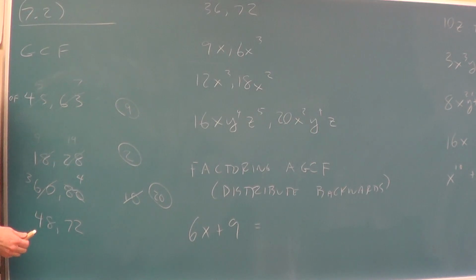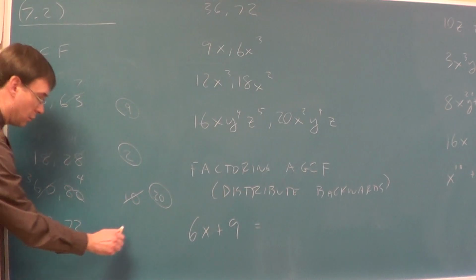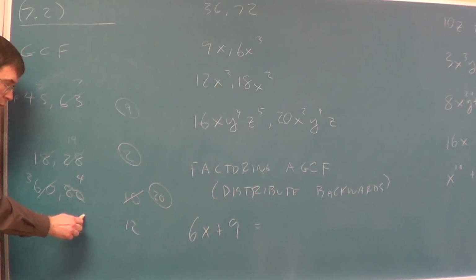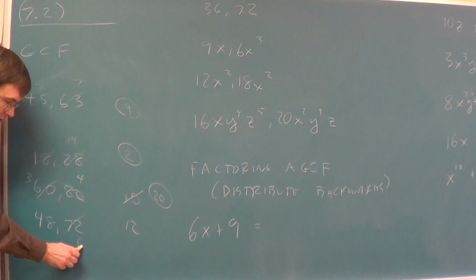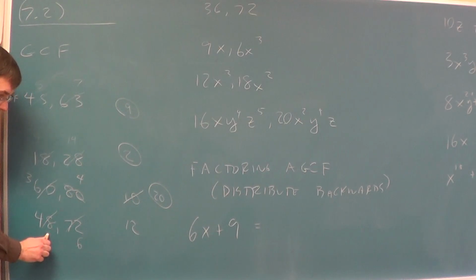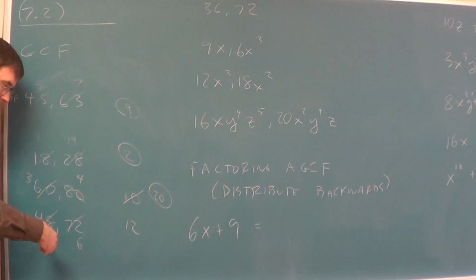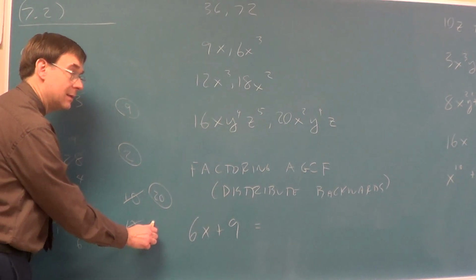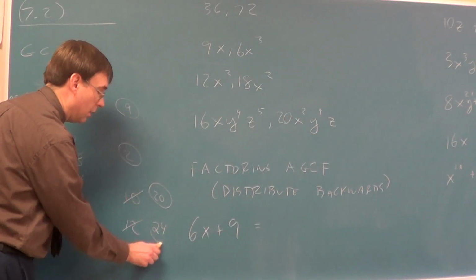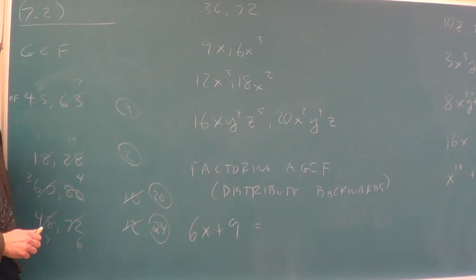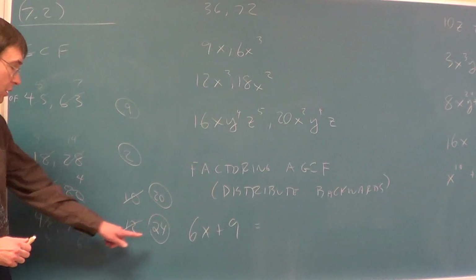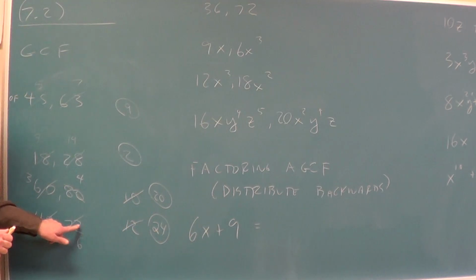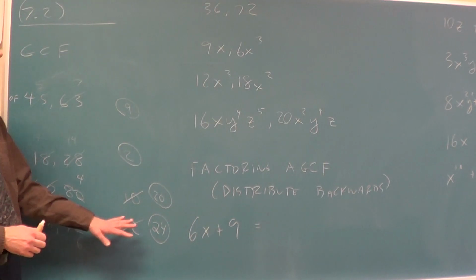48 and 72? 12. Okay, 12 does go into both. 12 into this goes 6. 12 into this goes 4. Can anybody go into 4 and 6? Yes, 2. So take this times that extra 2, 24 is the hit. If we had done 24 in the beginning, we'd have gotten 3 and 2 and been done.